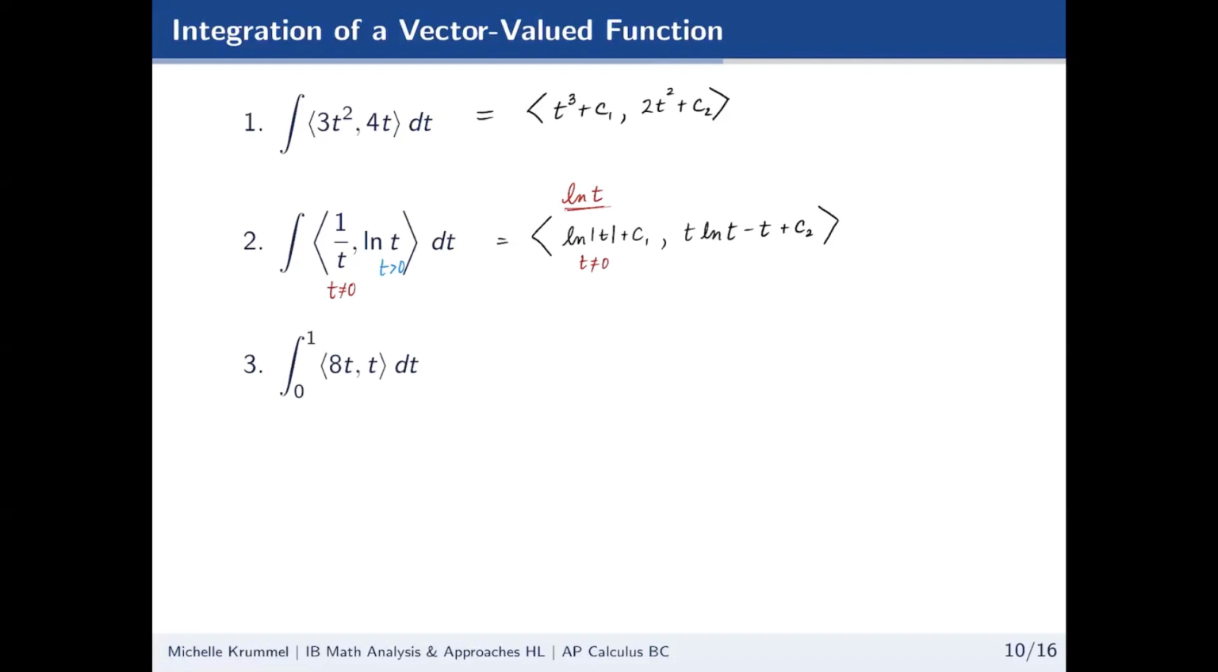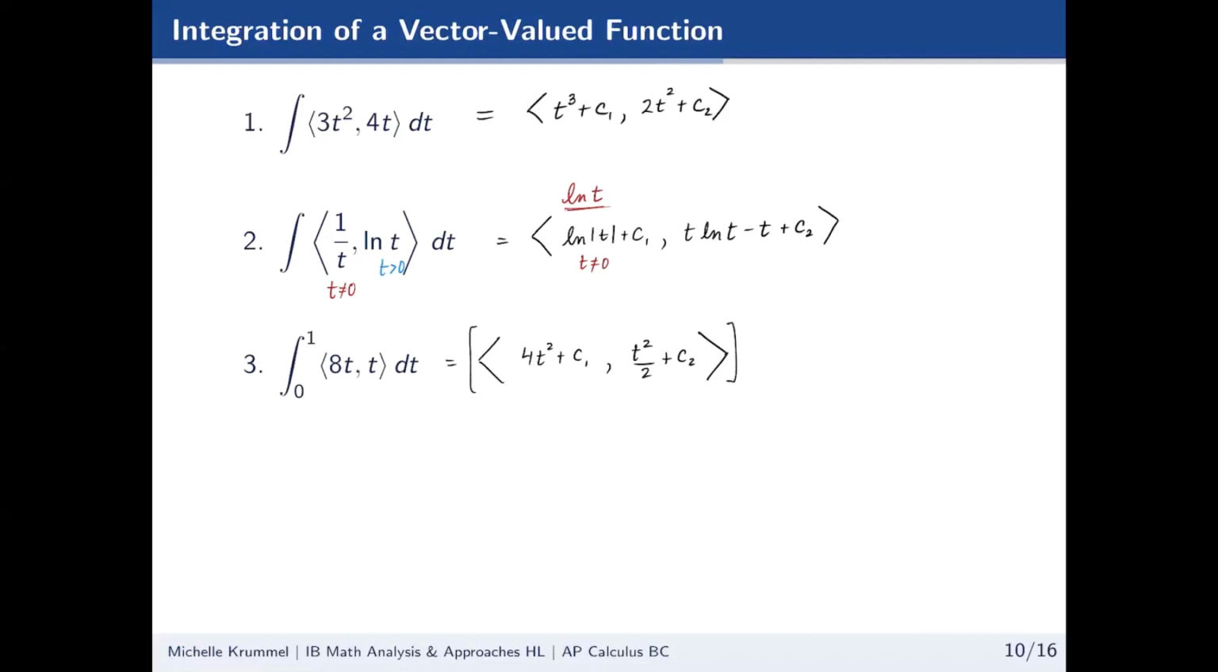And number 3, so this one is a definite integral. How are we going to handle definite integrals? Well, let's just start by integrating and see where that leads us. So we integrate the x component, and we're going to get 4t squared plus c1. Integrate the y component, and we're going to get t squared over 2 plus c2. And we need to evaluate this from 0 to 1.